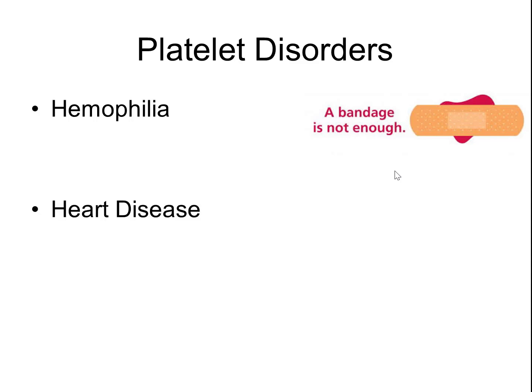Another disorder that's associated with platelets actually is heart disease. So you only want clots to occur when you have, for instance, a specific cut in a blood vessel. But sometimes the platelets can actually start to congregate around damaged blood vessels. For instance, in atherosclerosis, in those scenarios, you get this buildup of blood and they start to clot.